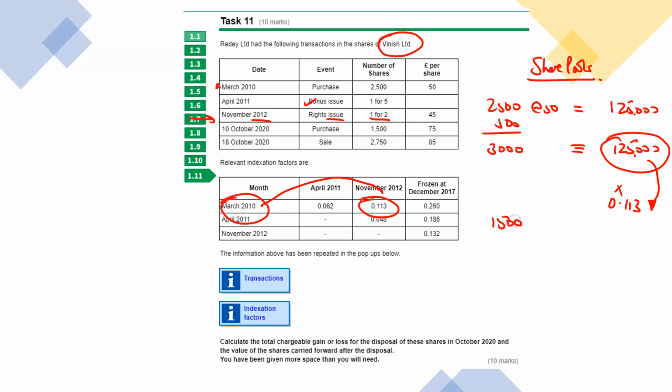So we now have 1,500 new shares that have come in at £45 each. So we have these two events taking place on this date, right? So now we have a total of 4,500 shares at this new amount. That's the first thing. And then the final thing we want to do with all of these is to bring all of these up till the final indexation date, so we can give that final inflation as at December 2017, right?